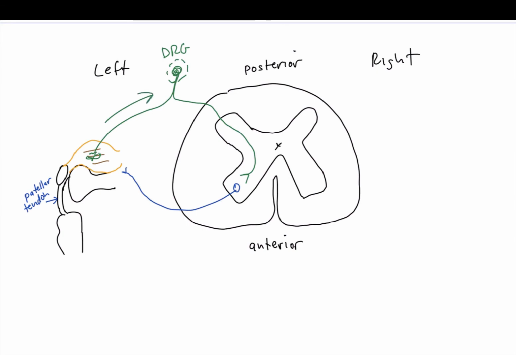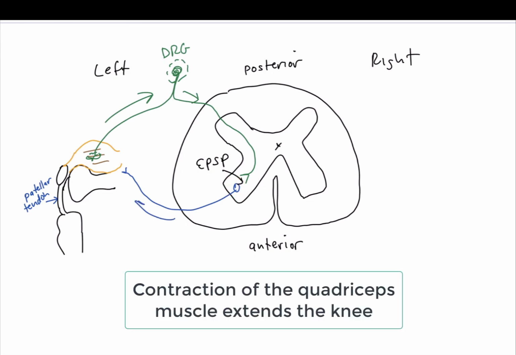We have the dorsal root ganglion, which is the cell body. We're still going to have that information go in like this and ultimately cause an EPSP right here on that lower motor neuron. And then we're going to end up with acetylcholine released onto the muscle, causing skeletal muscle contraction.